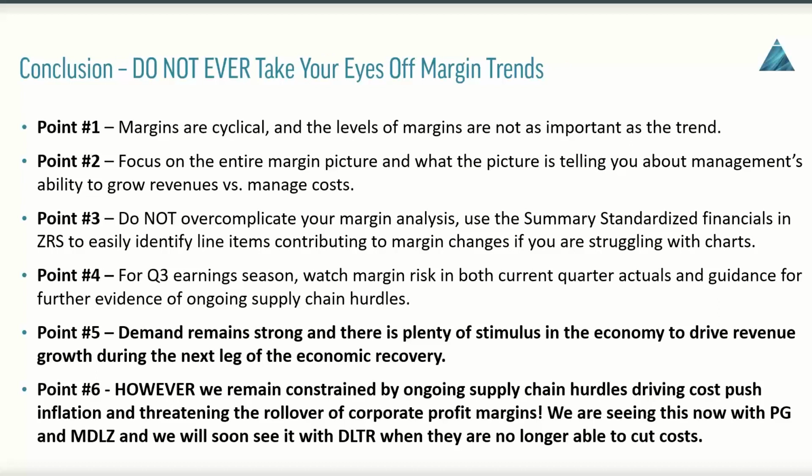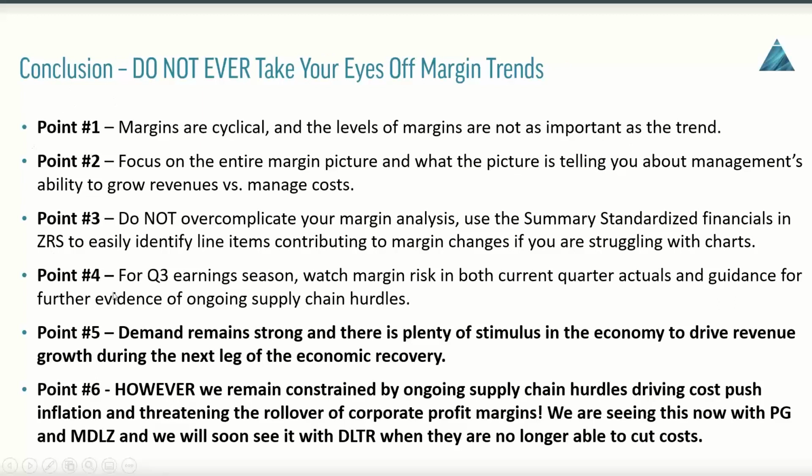Get familiar with those summary standardized financials in the Zacks research system and be able to easily identify those line items contributing to the margin changes if you're having problems with the chart. Sometimes you will need to bump into those financials just to make sure that you're seeing the right momentum, say when gross margins and operating margins and net margins are all trending down. You might need a little bit more clarity as to whether you've got multiple line items contributing to that or if there's just one or two.